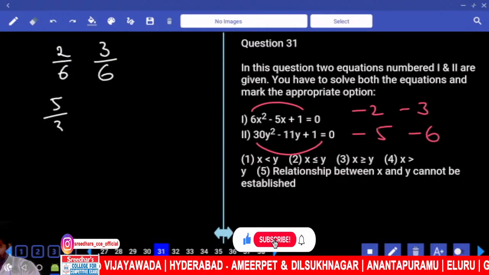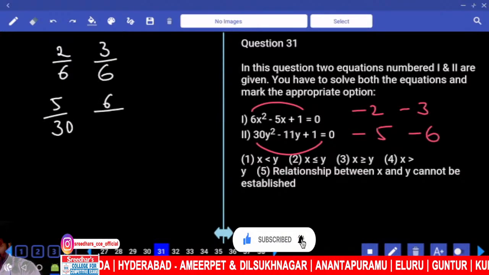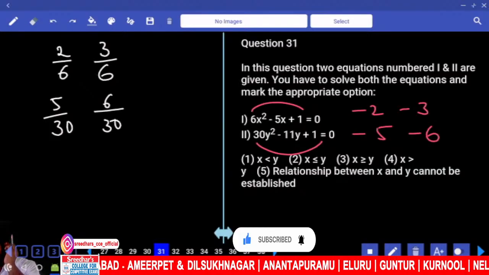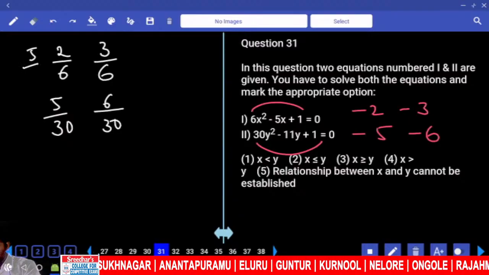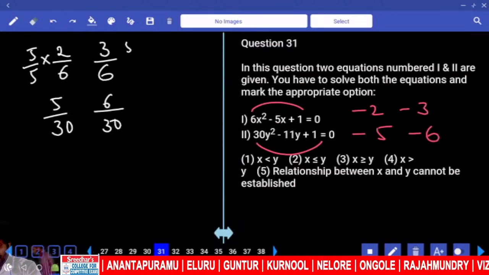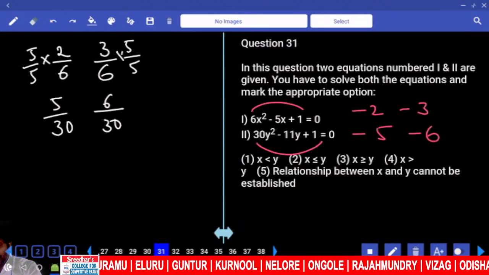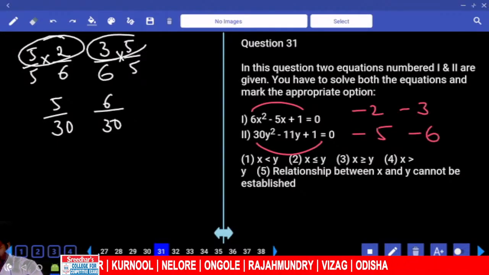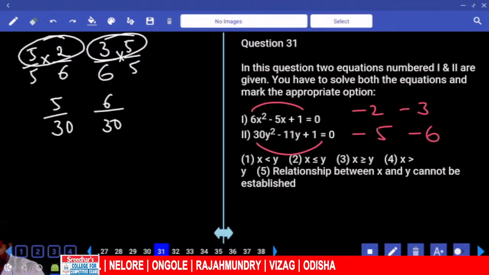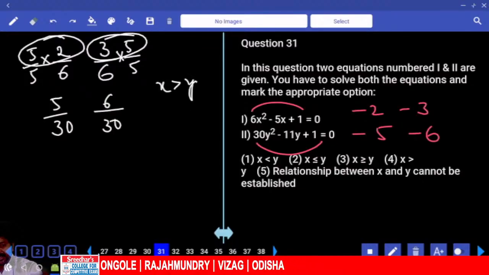5 by 30, 6 by 30. In order to make both denominators equal, multiply the first value's numerator and denominator with 5. Correct? 10, 15. More than 5, 6. So X is greater than Y.